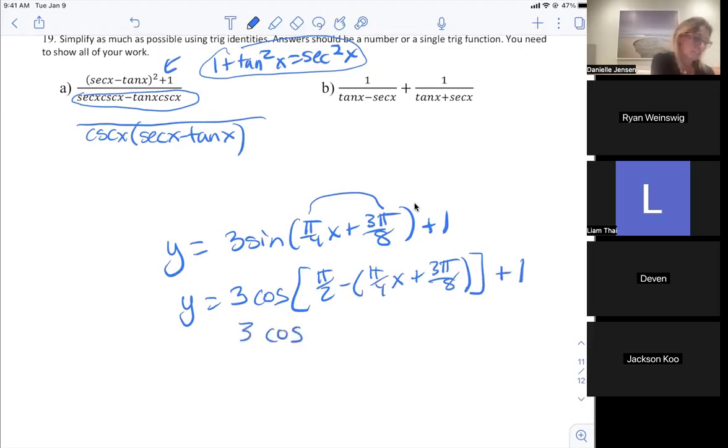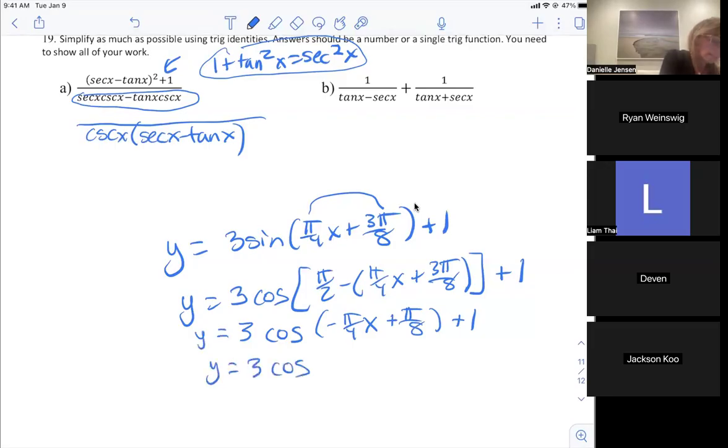So 3 cosine of pi over 2 minus 3 pi over 8 would be 4 pi over 8 minus 3 pi over 8, which is pi over 8. So this is going to be negative pi over 4x plus pi over 8, plus 1. Are you with me so far, Ryan? Yeah. Okay, so then I was just combining like terms. And you can't report B as a negative. So we need to deal with that. So to deal with that, I'm just going to factor out a negative here. So negative pi over 4x minus pi over 8.